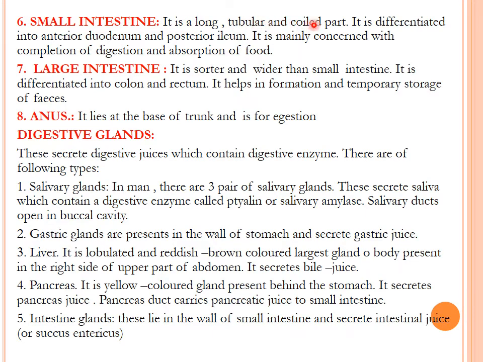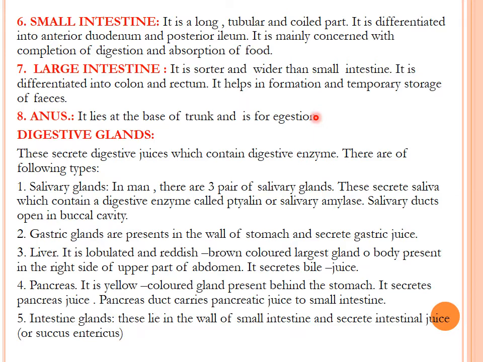Now the small intestine is a long, tubular and coiled part. It is differentiated into the anterior duodenum and posterior ileum, and it's mainly concerned with completion of digestion and absorption of food. It has three parts. Now third is the large intestine. It's shorter and wider than the small intestine. It's differentiated into colon and rectum. It helps in the formation and temporary storage of feces. Anus is the last part of the alimentary canal. It lies at the base of the trunk and is for egestion, that is removal of waste.